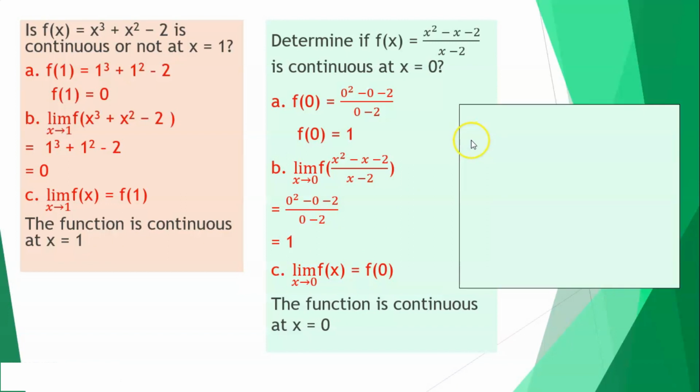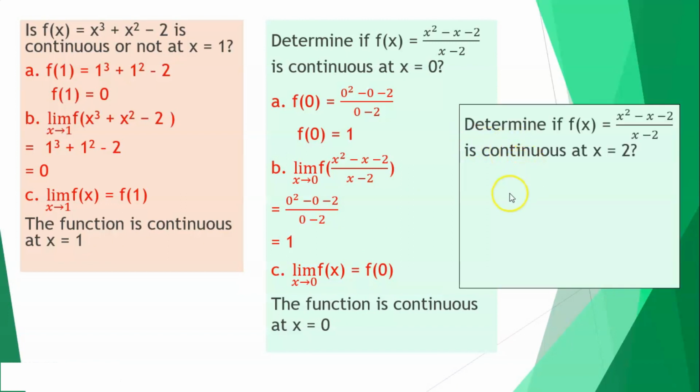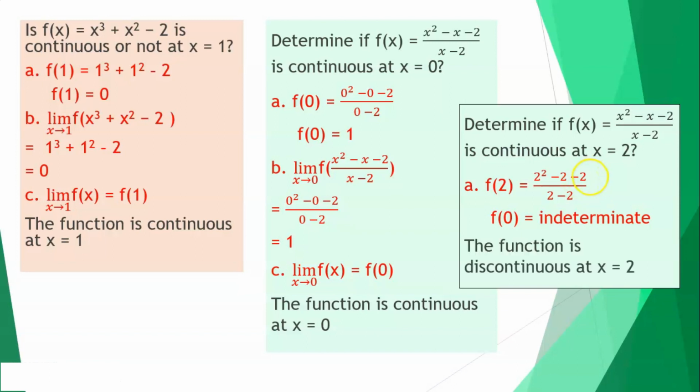Now, for the same function, identify if it is continuous at x equals 2. With this, let's solve for f of 2. Substituting, that would be (2 squared minus 2 minus 2) divided by (2 minus 2). Simplifying this one, we will end up with 0 over 0, or that is indeterminate. Take note, at this point, the function is discontinuous at x equals 2.